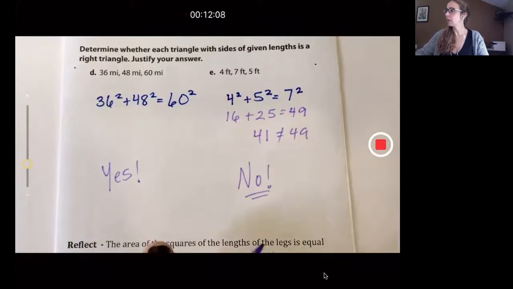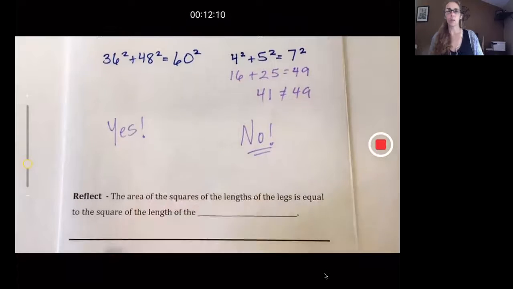So on the reflection, the sum of the squares of the lengths of the legs is equal to the square of the length of the, what you got? That long side, hypotenuse.